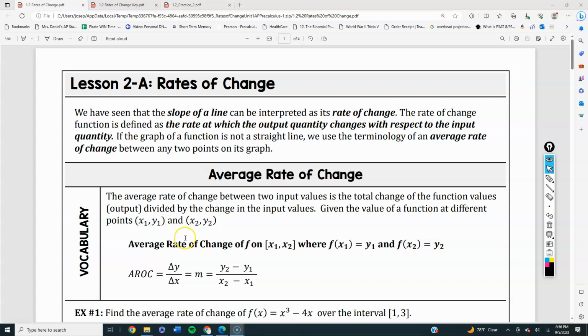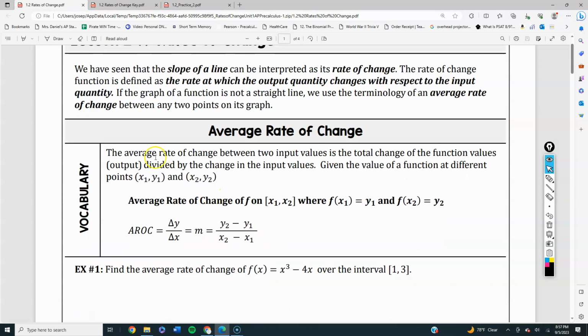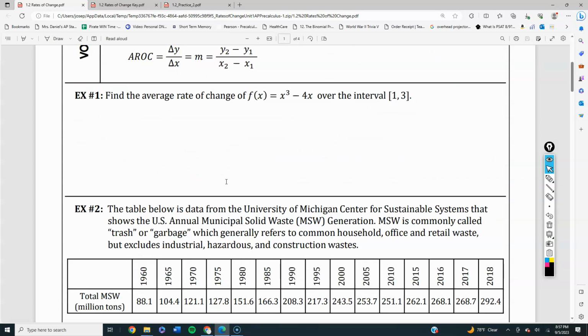Okay? So, how do we find the average rate of change? The A-rock. Well, it's just slope. Change in y over change in x. Delta y over delta x. And that's going to be our slope. And that'll give us our average rate of change between 2 points on a function. Okay? So, let's try one.